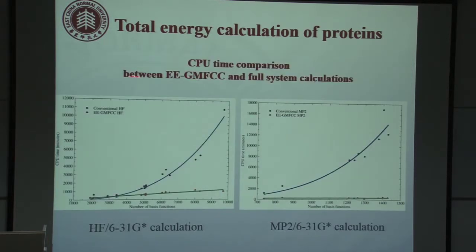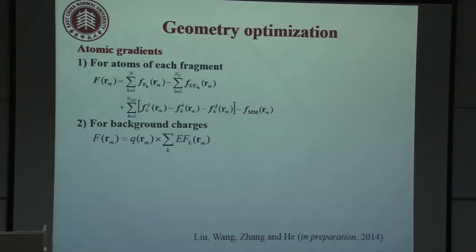And also we can see this CPU time comparison between EEGMCC and the full system calculations. For Hartree-Fock and MP2, this is conventional calculation. But using EEGMCC, it can reduce the computational cost significantly and it scales linearly. And it can be applied to really large systems with pretty good accuracy.